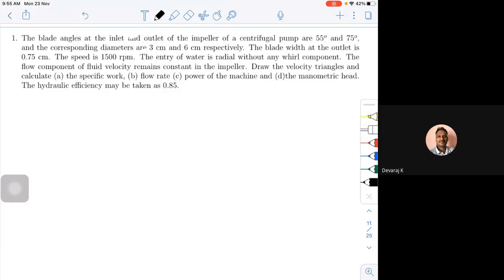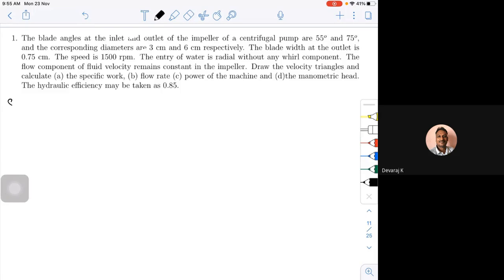First one is the specific work, the flow rate, that is the discharge, then the power required to drive the machine, and then the last one is the manometric head. So these are the four quantities which we are supposed to find, and they are given the manometric or hydraulic efficiency, which you can take as around 0.85. So let's try to solve this numerical.